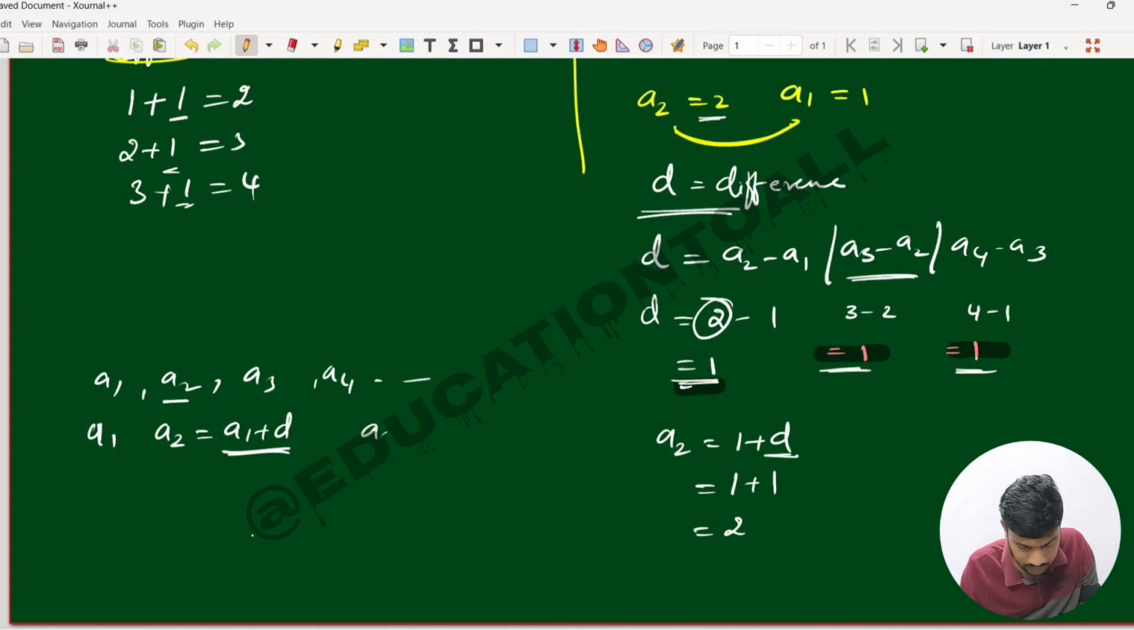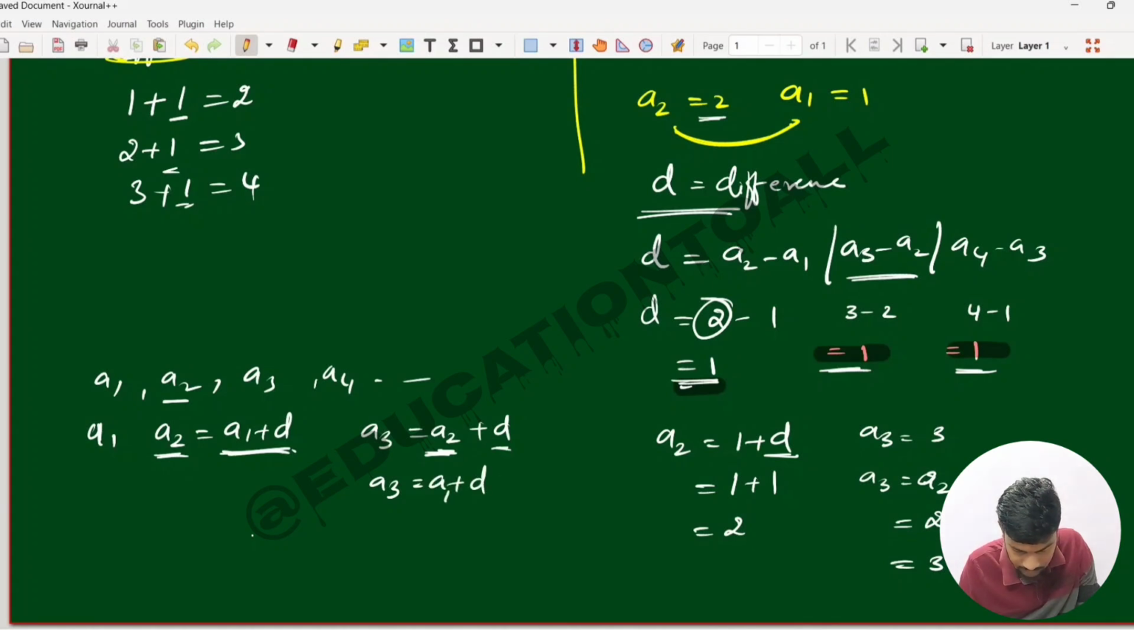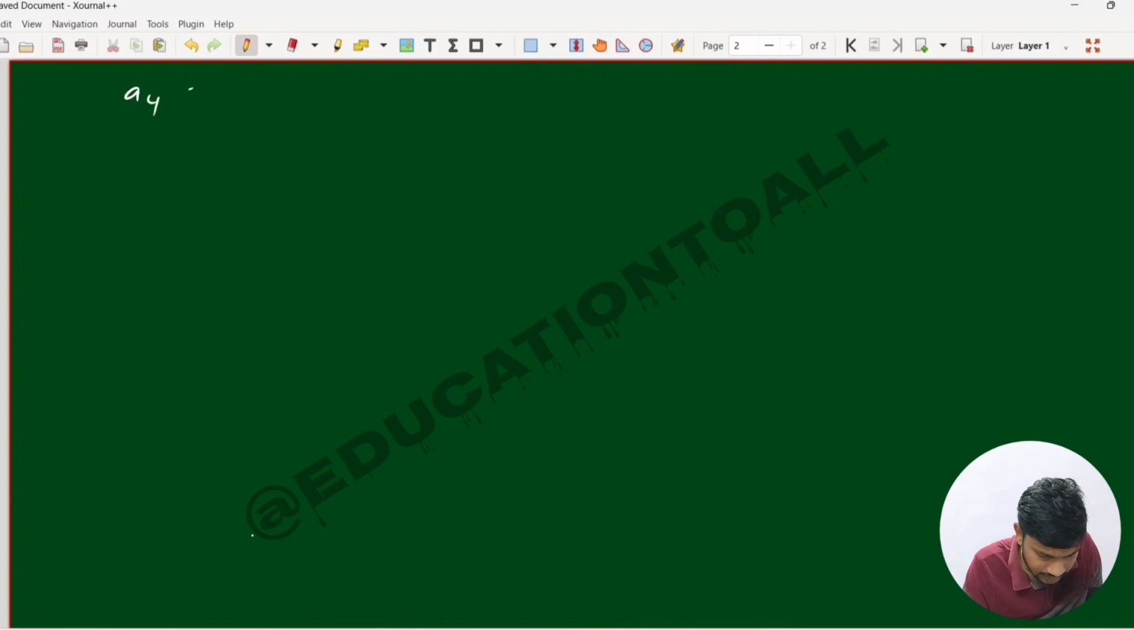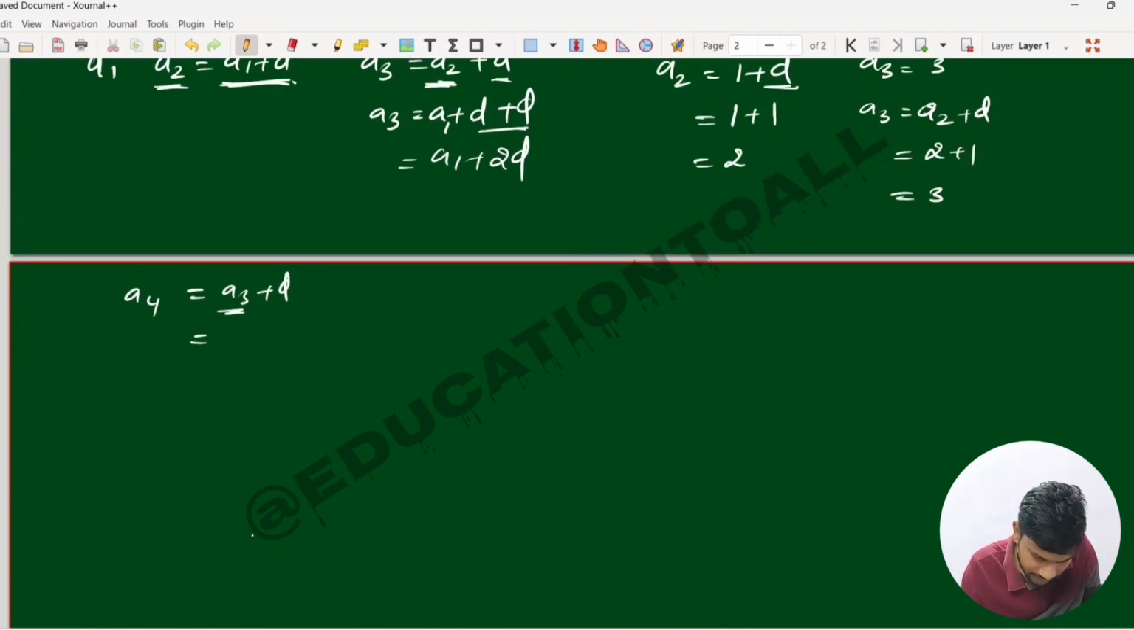Similarly, can I write A3 is equal to A2 plus the common difference? Where A3 is actually 3. Then A3 is equal to A2 plus the common difference, where A2 is equal to 2 plus 1, 3. So again, can I replace A2 with A1 plus D? I am writing A3 is equal to A2, and A2 is replaced by A1 plus D. A1 plus D, and already one more D was there. One more D. Then A1 plus D plus D is 2D. In the same way, A4 we can write as A3 plus the constant D. And A3, as we just discussed, is equal to A1 plus 2D. So writing A1 plus 2D, and again one more D was there. Then writing A1 plus 3D.